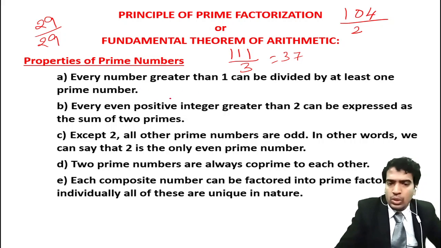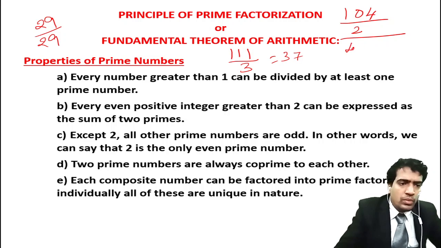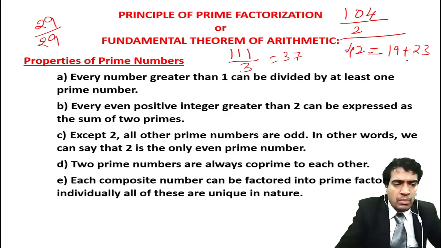Okay, this holds good. Every positive integer greater than 2 can be expressed as a sum of two primes. Let us take the number 42. In what way can we represent this as a sum of two primes? I think 19 plus 23, the sum is 42. Yes, it is 42. Okay, you take, say, maybe 18. Sum of two primes, 11 plus 7. So this also holds good for every positive integer greater than 2.